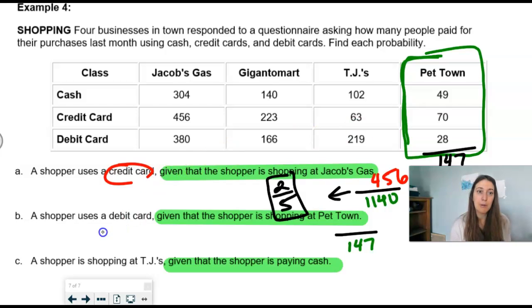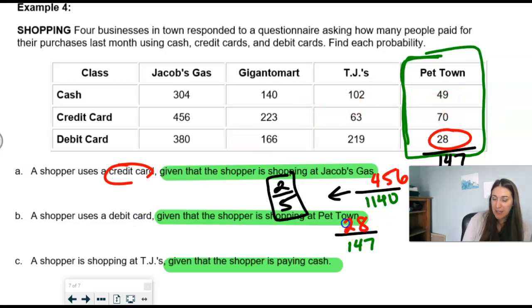Now let's talk about the probability component. The winners would be someone who uses a debit card at Pet Town. So debit card would be that 28. And again, I need to reduce that. I don't think that does reduce. Oh, it does. See, this is why I don't make assumptions. 4 out of 21.